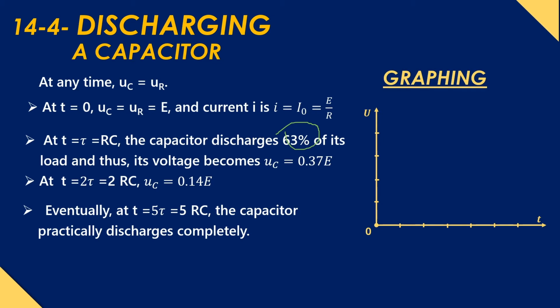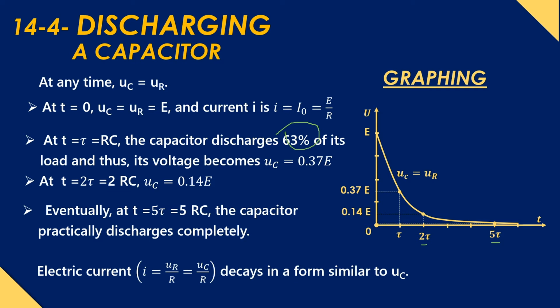Now, if we take a look at the graphing section, which is shown on the right hand side, at time 0 we have voltage E. At 1 tau, voltage becomes 0.37 E. At time equals 2 tau, we have 0.14 E. And at 5 tau, practically the voltage across the terminals of the capacitor becomes 0. So if we join these points, we're gonna have an exponential decreasing graph resembling voltage of the capacitor and voltage across the resistor at the same time.